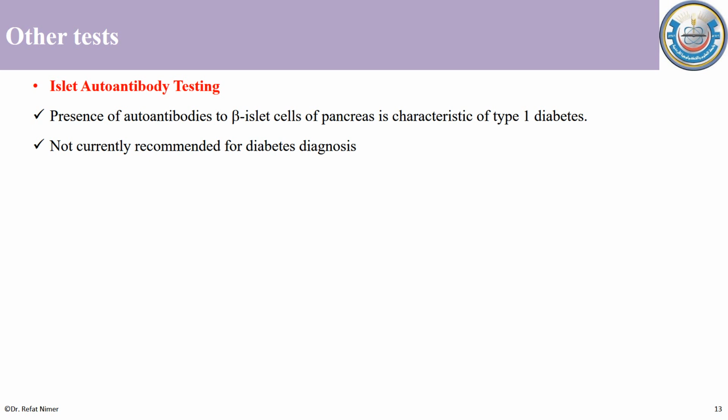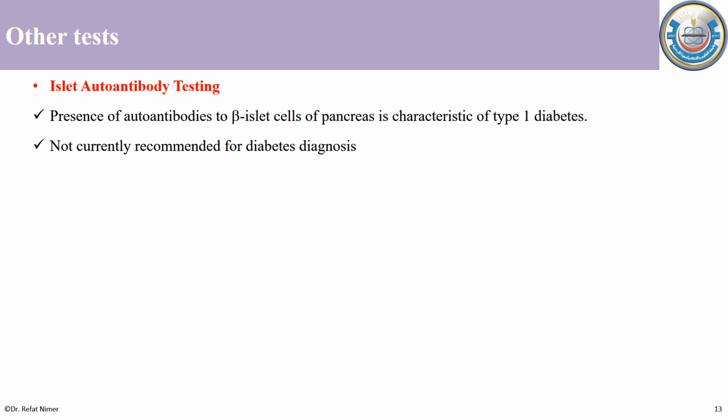You can find in the blood of these patients some antibodies that attack maybe insulin or the pancreas or some cells in the pancreas. This is due to the development of antibodies called autoantibodies that start to attack your cells, your pancreas, or insulin, which is very important and very characteristic of type 1 diabetes. It is not currently recommended for diabetes diagnosis.